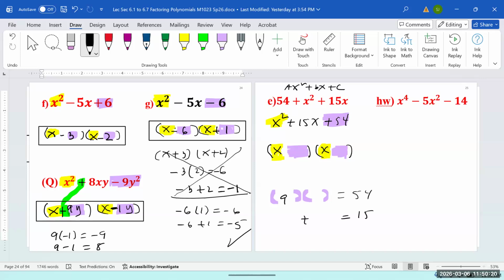9 and 6. So 9 times 6 is 54, 9 plus 6 is 15. So what sign do they both have? Plus. And that's it, we are done. You split the variable into two pieces, you split your constant into two pieces, and you combine them by observing the middle term.